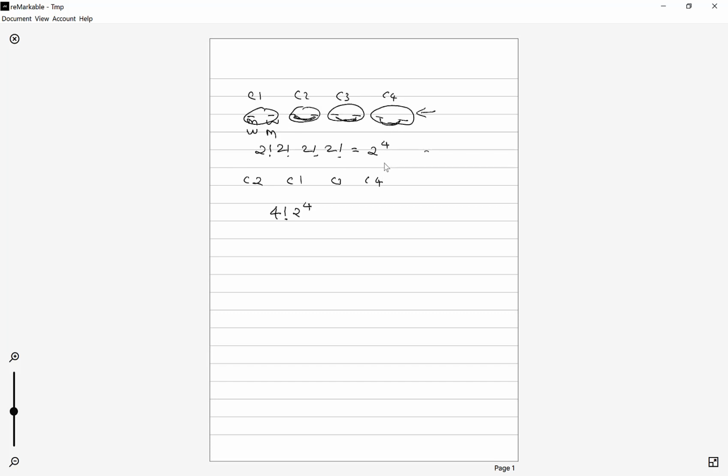So this is the total number of rearrangements. That's 4 factorial times 2 raised to 4. 4 factorial is the number of rearrangements of the couples, and 2 raised to 4 is the number of rearrangements within each couple. So this is a single permutation or single arrangement of the couples, and within this arrangement we have 2 raised to 4 possibilities. So multiplication rule, 4 factorial times 2 raised to 4.